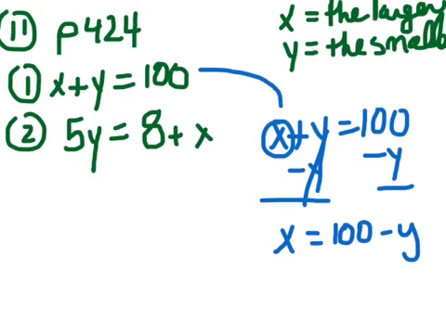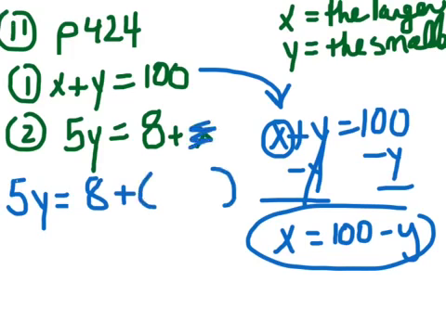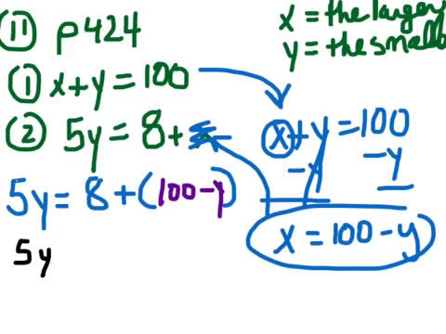So since I used this equation to create what I'm going to use to substitute, I'm going to go to the other equation and plug this in. So 5y is equal to 8 plus x. I'm going to take this x out, and I'm going to replace it with what x is equal to. It's equal to 100 minus y. Now I just need to simplify that side. If I do that, I've got an equation that just has one variable, so I can solve it. 5y is equal to 8 plus 100, which would be 108, minus y. There's no distributing to do there because that was just a plain old x.